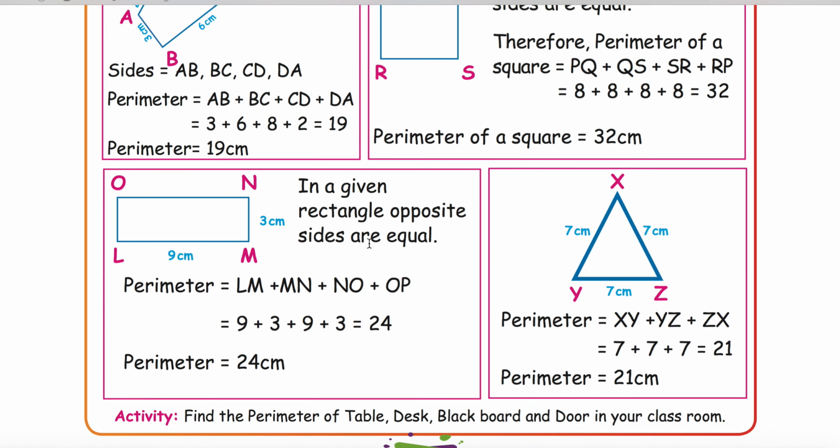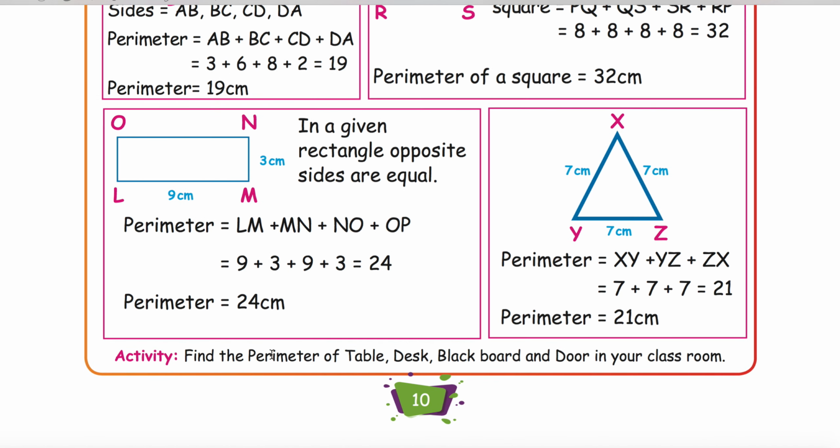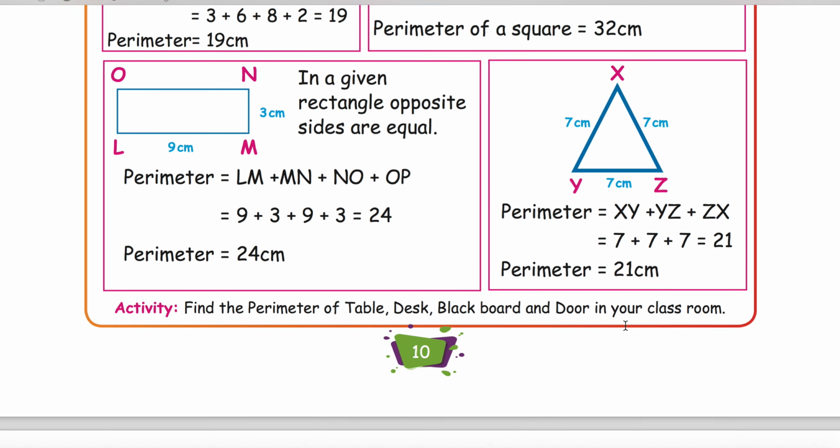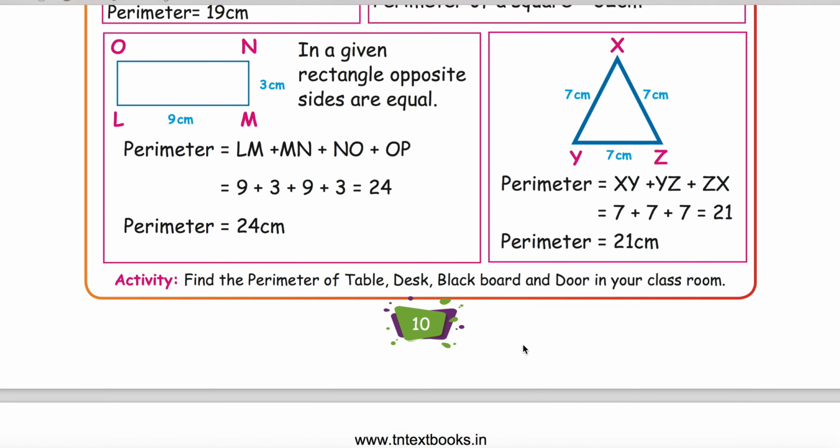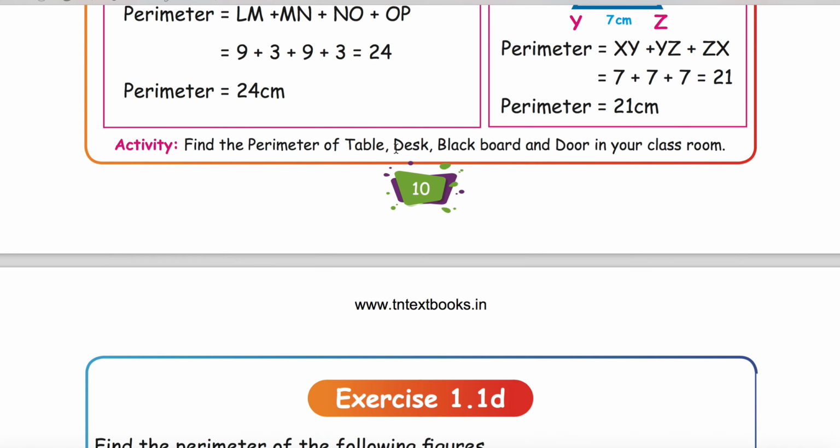In a given rectangle, opposite sides are equal. If this is 9, that also becomes 9. If this is 3, that also becomes 3. So perimeter is nothing but 9 plus 3 into 2, 12 into 2, 24 cm. Fine. 7 plus 7 plus 7, 21 cm. This is an equilateral triangle. Now find the perimeter of the table, desk, blackboard and door in your classroom.